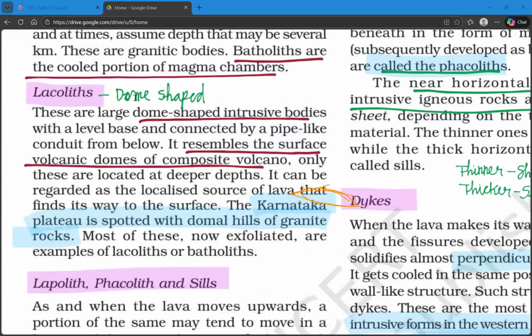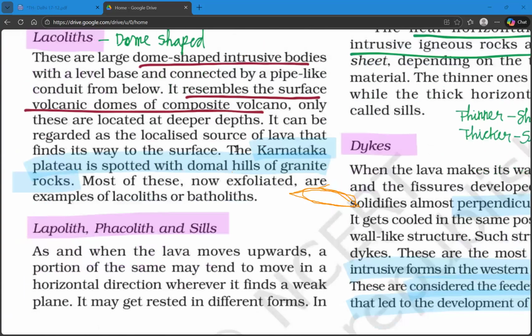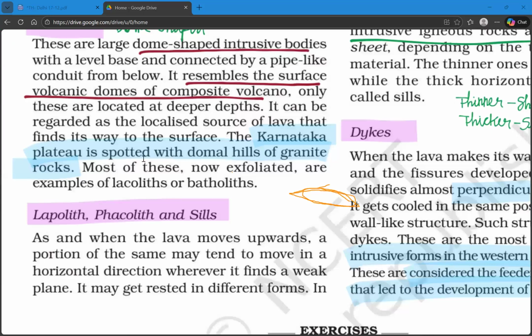Laccoliths are large, dome-shaped intrusive bodies with a level base, connected by a pipe-like conduit from below. They resemble the surface volcanic domes of a composite volcano, only these are located at deeper depths. A laccolith can be regarded as the localized source of lava that finds its way to the surface.